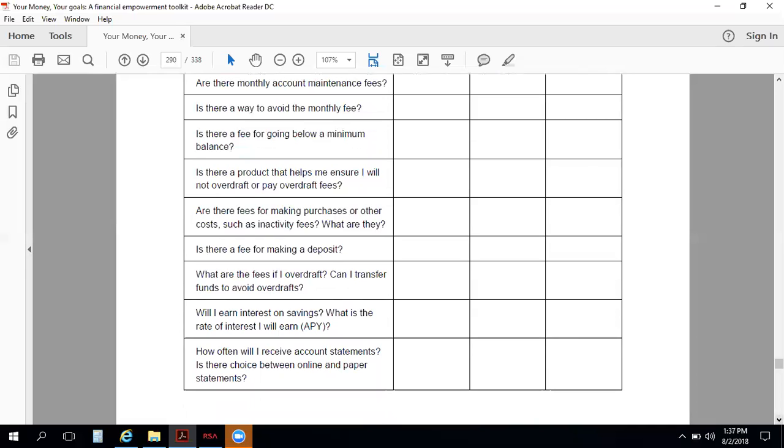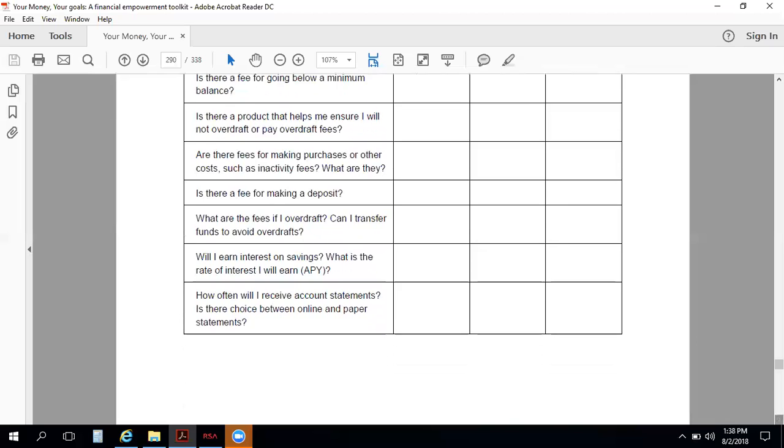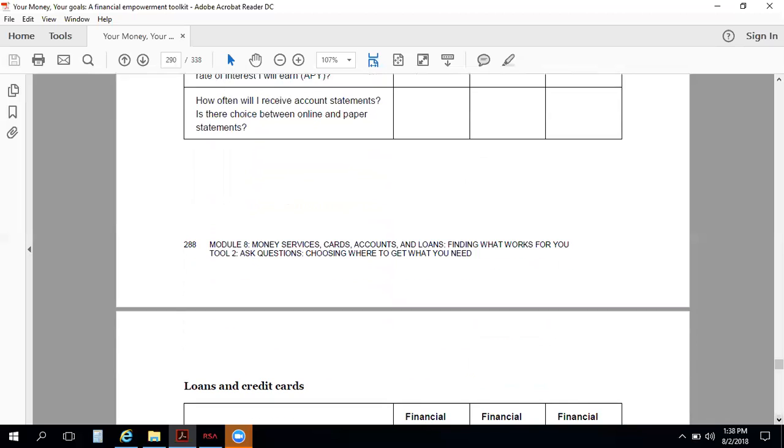These are all things that a client should consider and ask when they're looking to set up a new checking or savings account, and they can compare these things with different lenders and go with the best option that meets their needs, right?